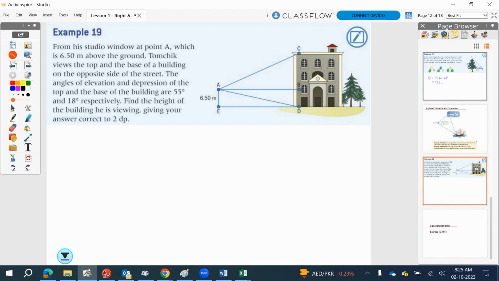So it says the angle of elevation and depression of the top and the base. So we're standing here at A. There's one that's going up and there's one that's going down. The angles of the top and the base are 55 and 18 respectively. That means it's in the same order that they said them in the earlier clause of the sentence. So they say top and base, 55, 18. So the elevation is 55, the depression is 18.